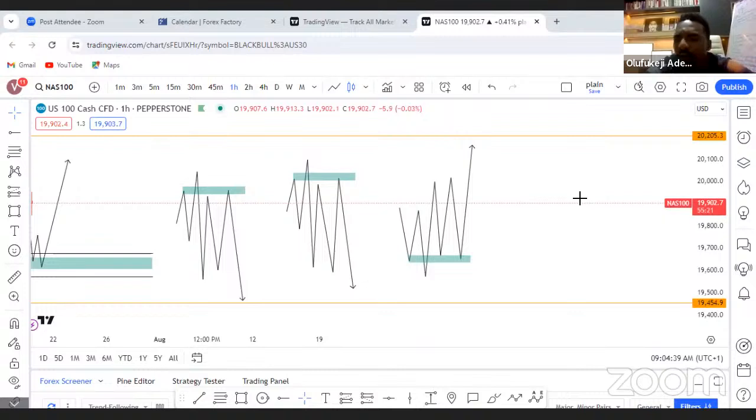Then after this, we said if you miss that liquidity sweep, or you miss your grab of inducement, you can use IFVGs. You use your inverted fair value gaps for your entries.